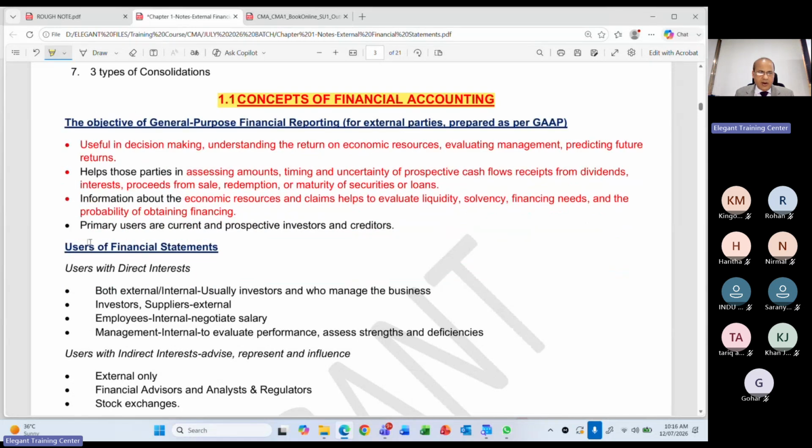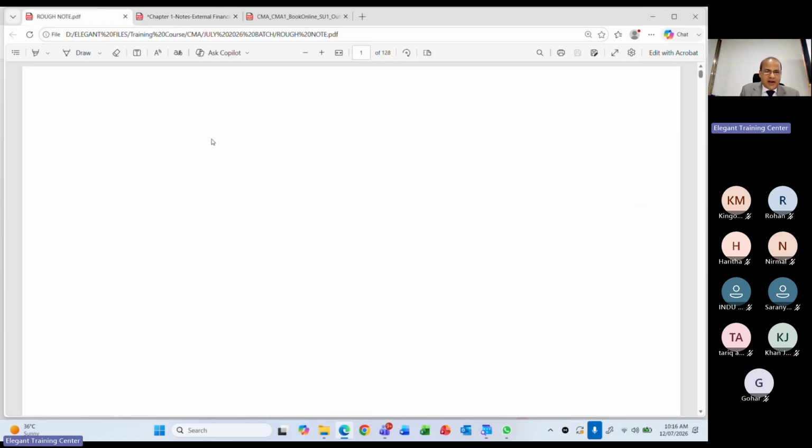So we will talk about users of financial statements. The general purpose, right? Just decision making, understanding the return, decision making. So these are basically the purposes of financial reporting, right? And the main question is, who are the users of financials? Financial statements are used by whom? Right? So let me start writing here. Users.